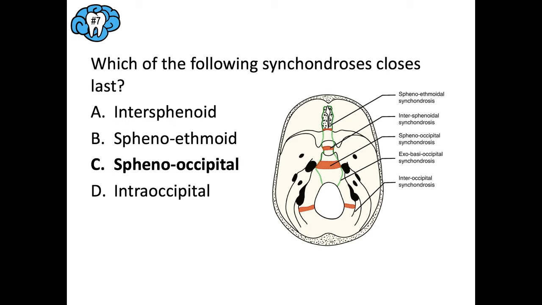And if you want an axial viewpoint, this is looking, if we removed the brain and looked straight down at the base of the skull, here's our sphenoethmoid. That's here. The intersphenoid is here. Sphenooccipital is the laggiest one. Intraoccipital are back here.